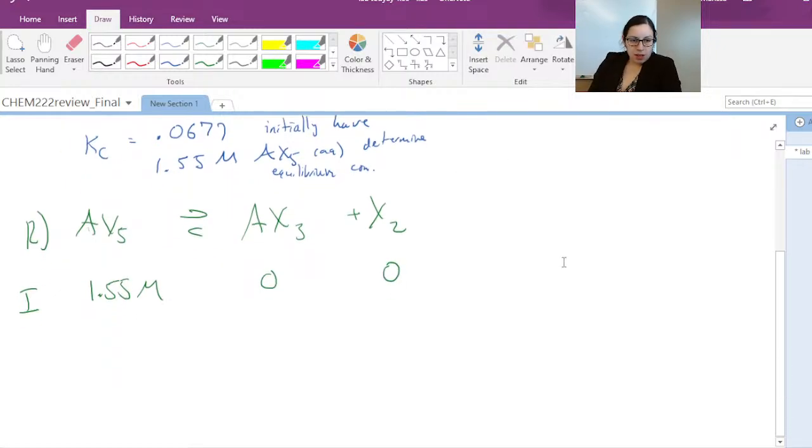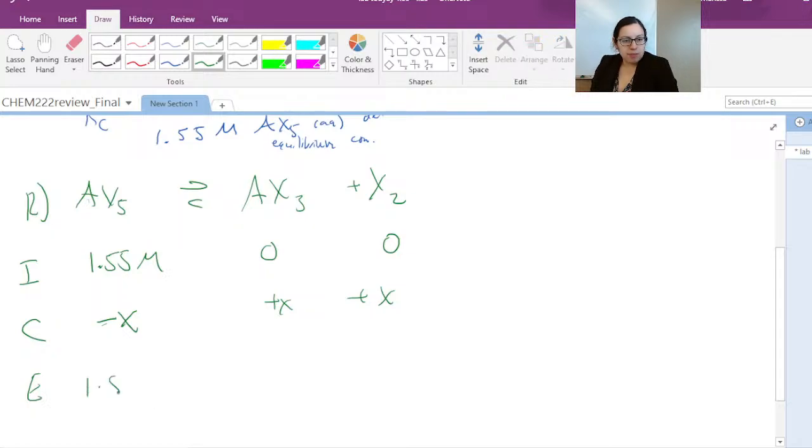So 0, 0, and then luckily for us, with 0 products, we know which way the change is going to go. So what's our change then? Minus x for the reactant, and then plus x, plus x for the products. And then now we can add our values and get our equilibrium. And so now we can set it up, just math at this point.